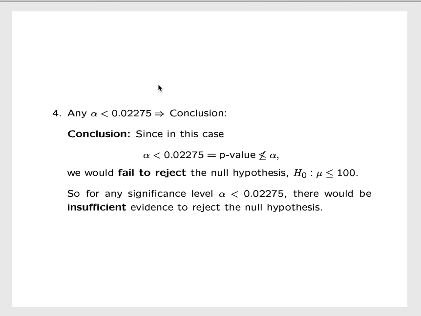On the other hand, if we use any significance level that is strictly less than the observed value of the p-value, then in that case the p-value is not less than or equal to such a value of alpha, so we would fail to reject the null hypothesis. And so for any significance level alpha that is less than the observed p-value, there would be insufficient evidence to reject the null hypothesis.